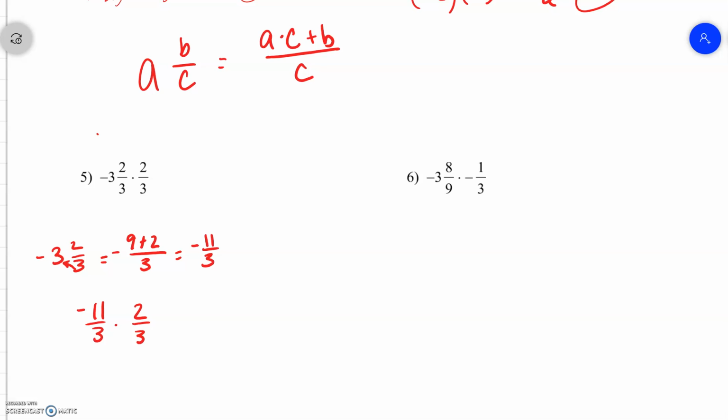All right, so we're going to check for any cross-canceling or canceling out. 3 and 2 don't go into each other. 3 and 11 don't go into each other, so we can't cancel anything out. So we multiply. 11 times 2 is 22, and 3 times 3 would be 9. Negative times positive is negative, and there is no number that goes into 9 and 22. And so we can't simplify it. That is our final answer.